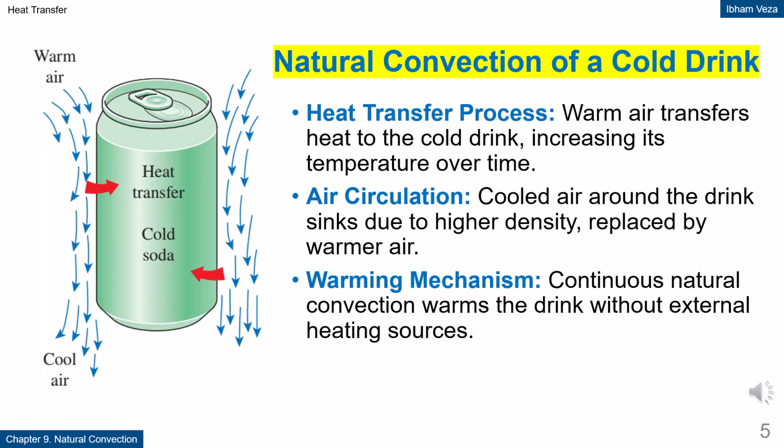Natural convection of a cold drink. A cold drink absorbs heat from the surrounding air through natural convection. The air in contact with the cold surface becomes cooler and heavier, so it moves downward. Warmer surrounding air then replaces it. This circulation causes heat to continuously flow toward the drink. This example shows that flow direction is determined by density differences due to temperature.